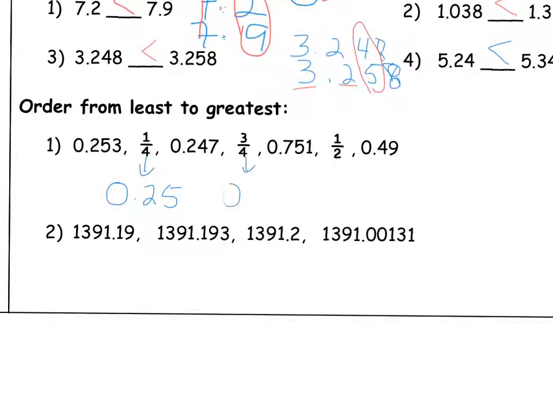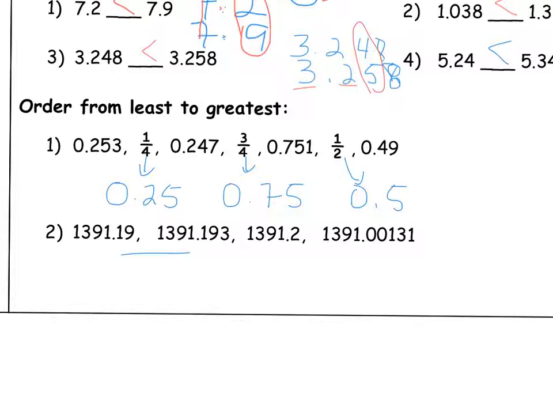3/4 as a decimal is 75 hundredths. And then 1/2 as a decimal is 5 tenths. So as long as I get everything in the same form, now I can start lining them up. First thing you want to do is line everything up.